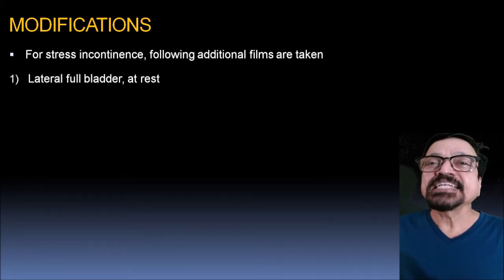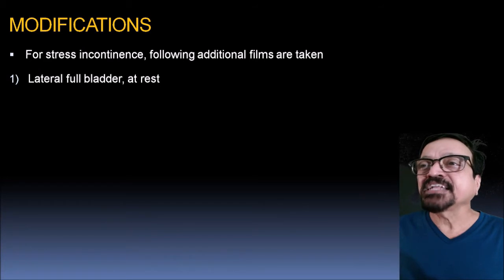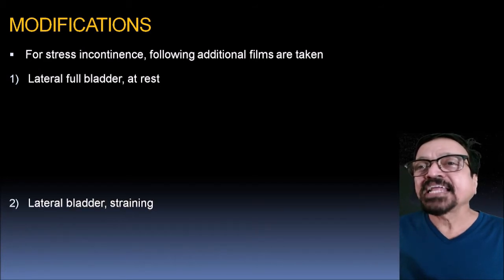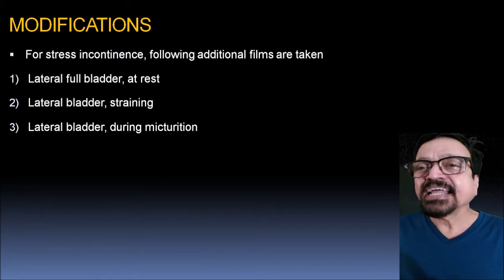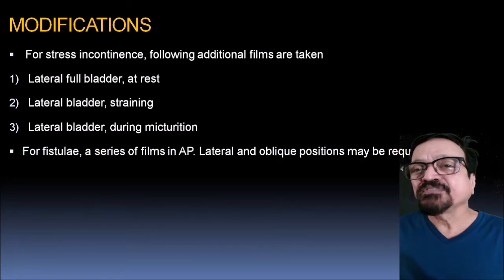Then the modified technique for stress incontinence: the following additional films are taken, that is lateral full bladder at rest, lateral full bladder while straining, and lateral bladder during micturition. Then for fistula, a series of films in AP, lateral and oblique positions may be required.